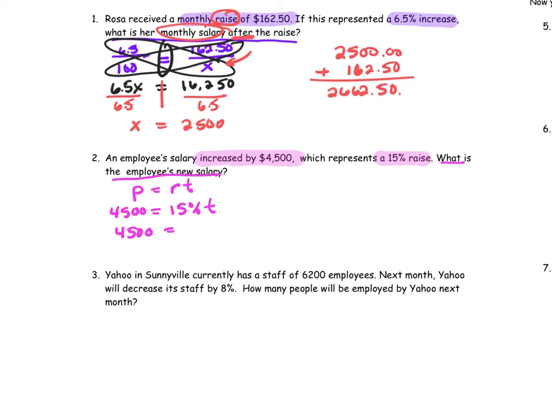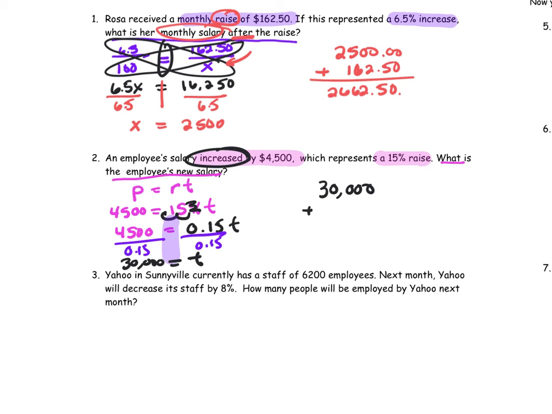So we would scoot the decimal. We would move the decimal back twice, or divide by 100, so we have 0.15 times the total, or the original, and now we're going to divide both sides by 4,500... by 0.15. So please use your calculator to find the answer. So we should have 30,000. Let's recall that the T is actually the original amount. So if she made 30,000 before, and she had an increase, that means we're going to add 4,500. The employee's new salary is 34,500.